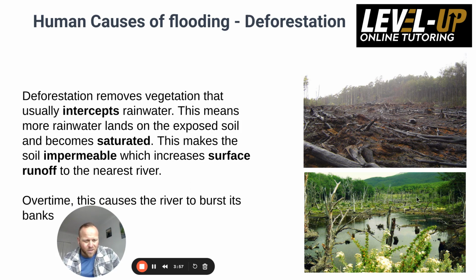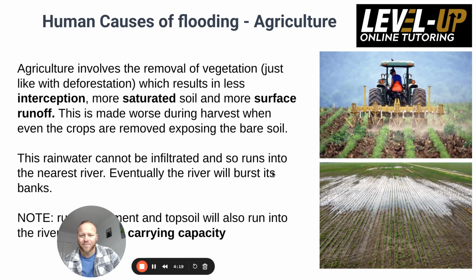I think this picture shows it really nicely. If all those trees were still there, the branches and the leaves would be able to intercept that water and stop it hitting the ground. And some of that water would then be evapotranspirated back into the atmosphere. But it's not there, so it can't. So it's just hitting the soil, becoming saturated, and that in itself is a flood, but also that water is going to run off into the nearest stream or river.